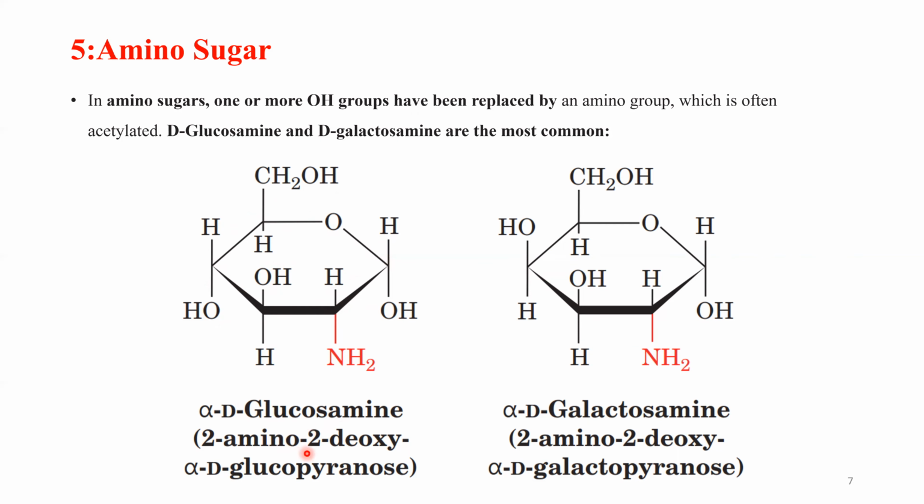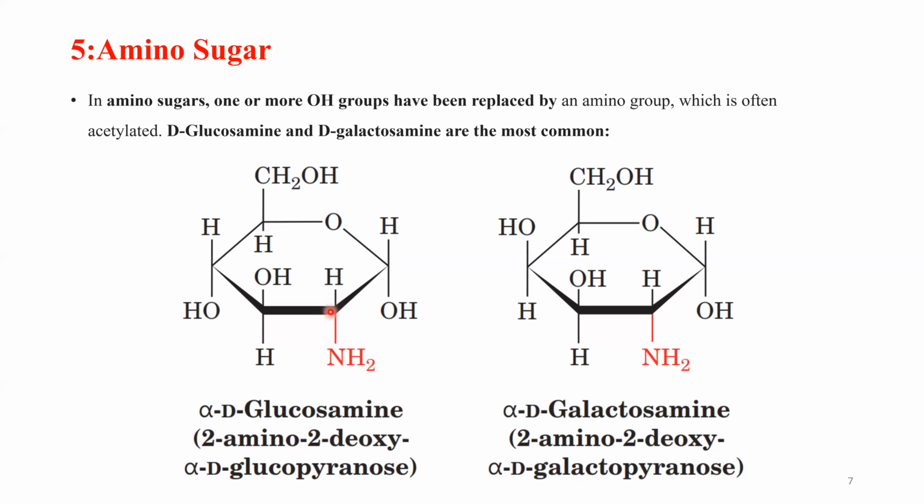And now this hydroxyl has been replaced with an amino group. For this, we have to mention the position, and we will use a term to show that this is now deficient in that oxygen. So at carbon 2, this is 2 amino 2 deoxy, because that oxygen has been replaced from the second carbon hydroxyl group, right? And alpha D glucopyranose. So this is its systematic name.